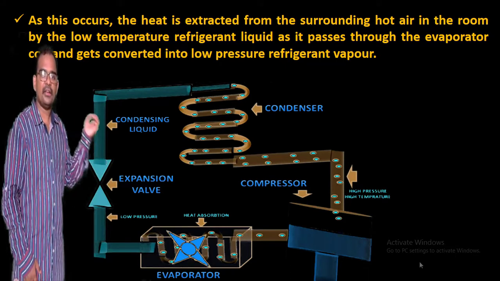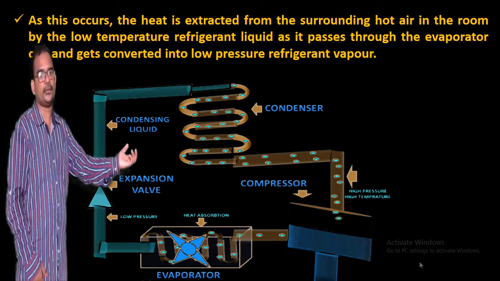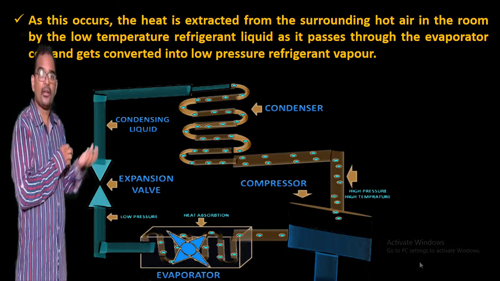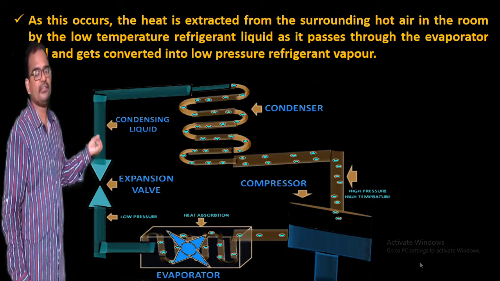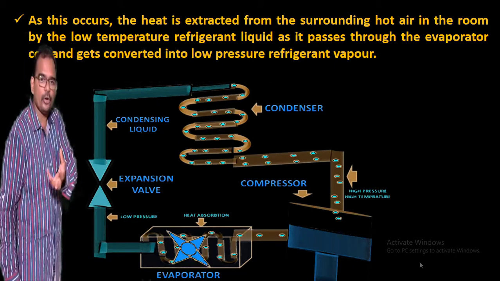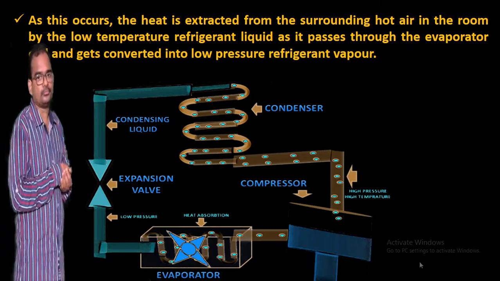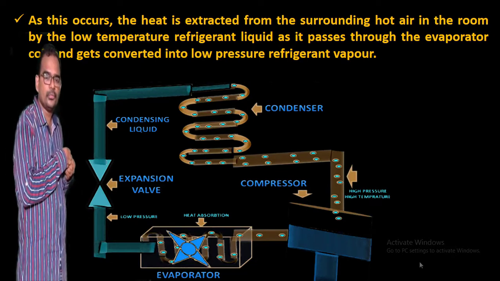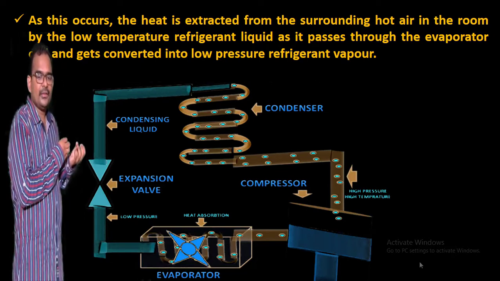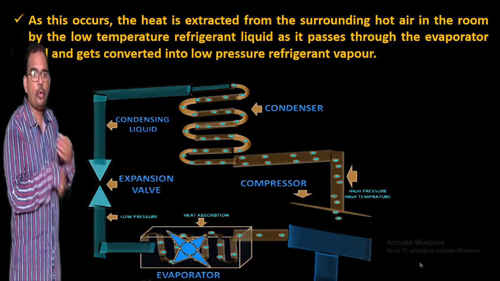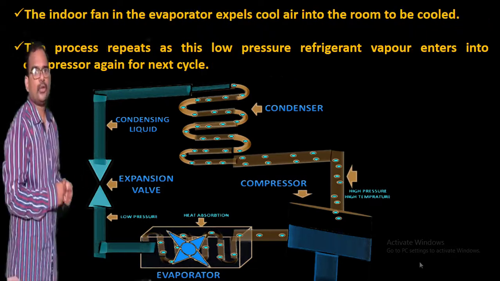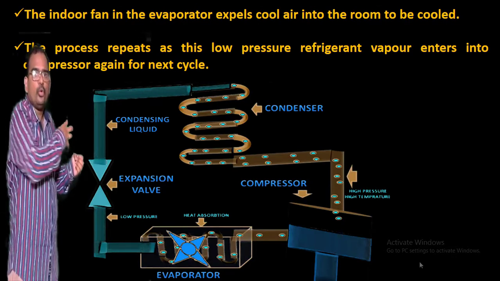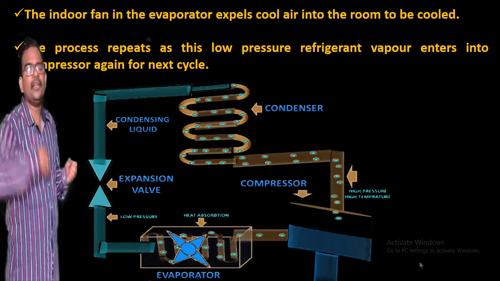Now what happens whenever this passes through the indoor unit? There is a fan in the indoor unit. This refrigerant liquid, which is at a very low temperature, will absorb the heat inside the room, right? And because of the absorption of this heat inside the room, that low pressure liquid gets evaporated into low pressure vapor, right? So the indoor fan in the evaporator expels the cool air into the room to be cooled.